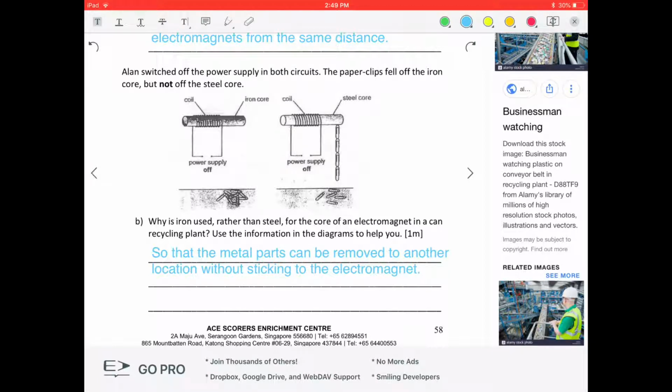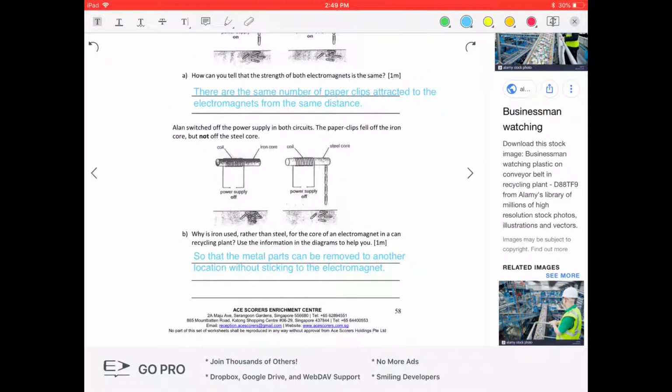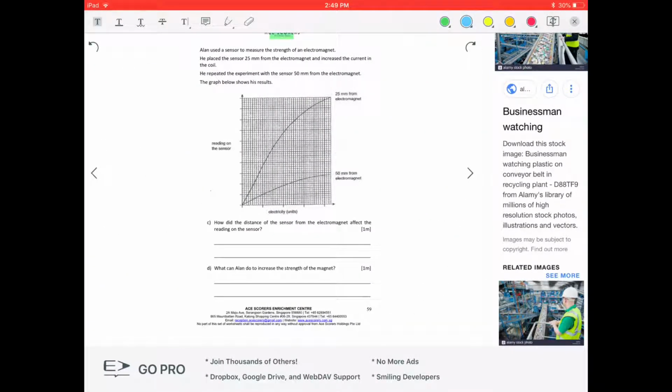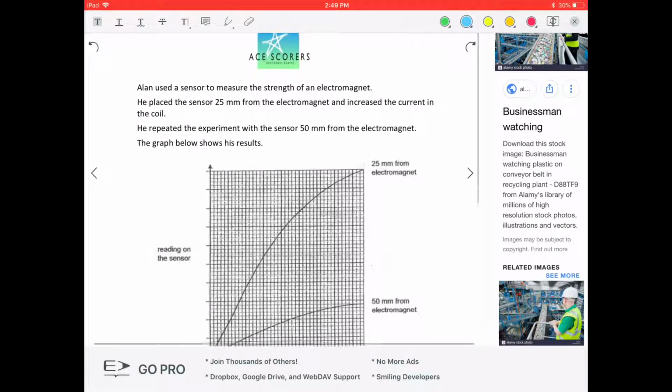Right, so it's a bit of a you need to know like what's a recycling plant, what they do in the recycling plant, or you could have watched Toy Story. Then you know what's going on, right? If you didn't watch Toy Story or you have no idea what's a recycling plant, then you cannot do lah.